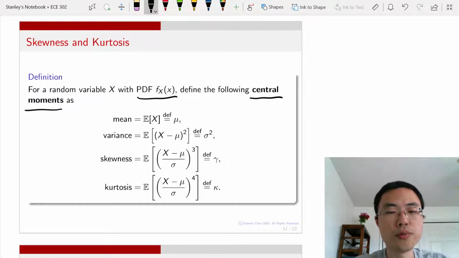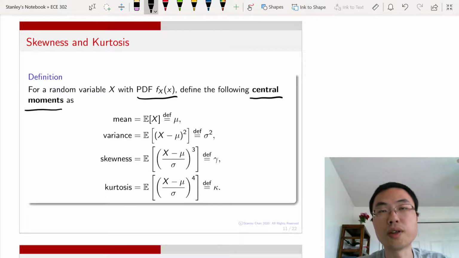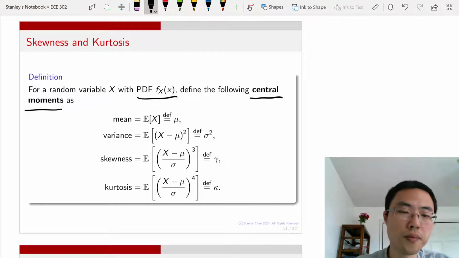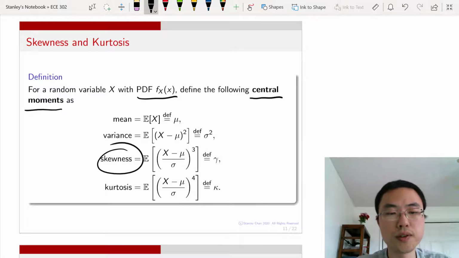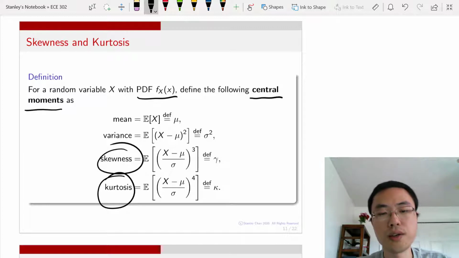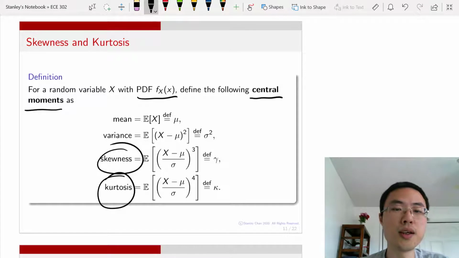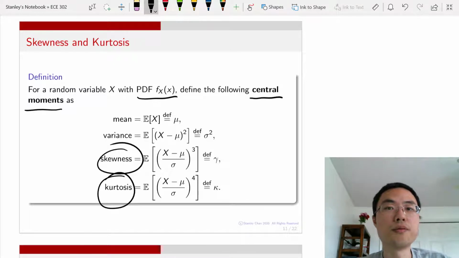The first order central moment, of course, is the expectation. That's pretty easy. The second order would be the variance. You just subtract the mean, you take the square, and you have sigma square. The third order is called the skewness. Skewness is the expectation of the thing to the power 3. Kurtosis is the thing taken to the power 4. So they're just the first order, second order, third order, fourth order expectations of the random variable. This applies to any random variable.